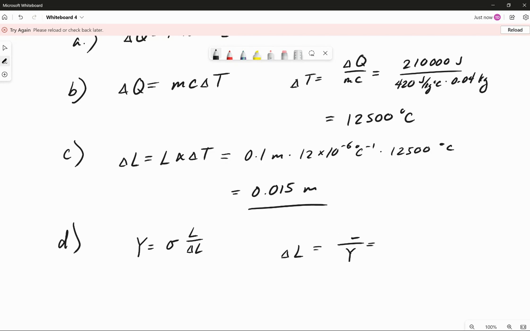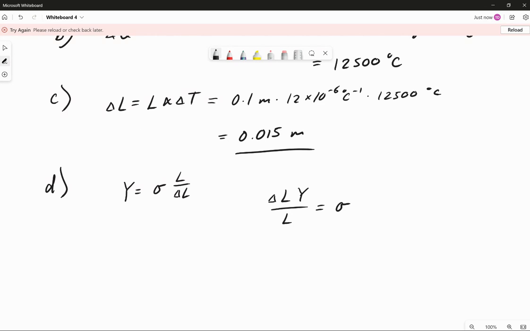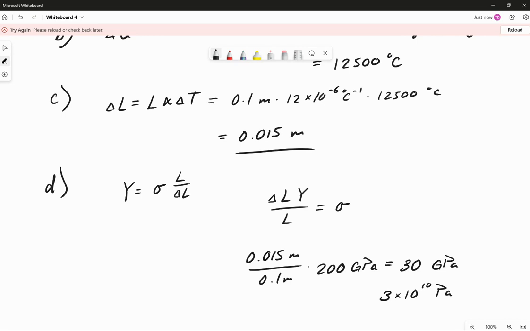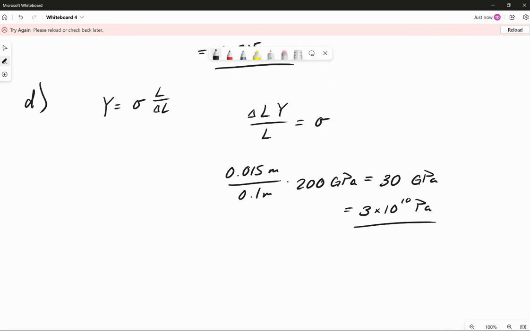So, we're solving for the tensile strength. So if we can rearrange this even further, delta L times Young's modulus over L is equal to sigma. And so if we plug in our numbers, this is 0.015 meters divided by 0.1 meters times 200 gigapascals. And this will give us our tensile strength in gigapascals. So this basically is 30 gigapascals, or 3 times 10 to the 10th pascals, or maybe newtons per square meter. Depends on what units you're comfortable with. But they ask for pascals, it looks like. So there you go.